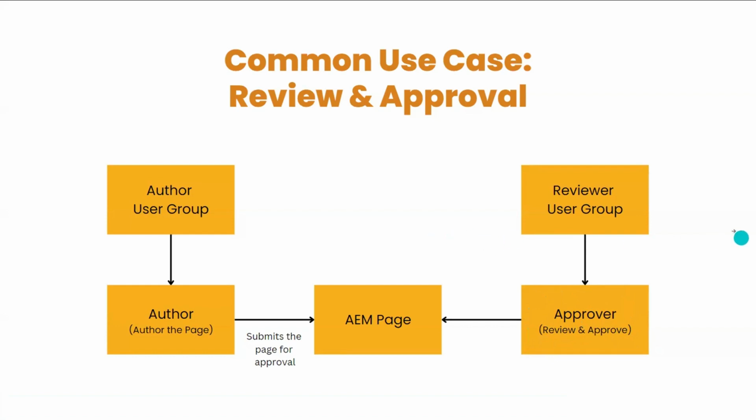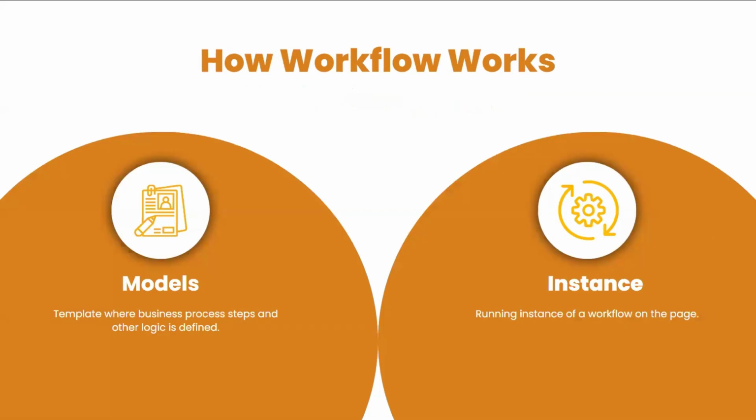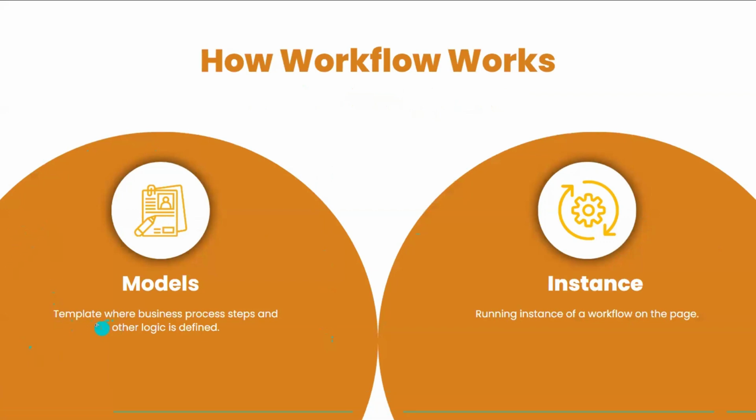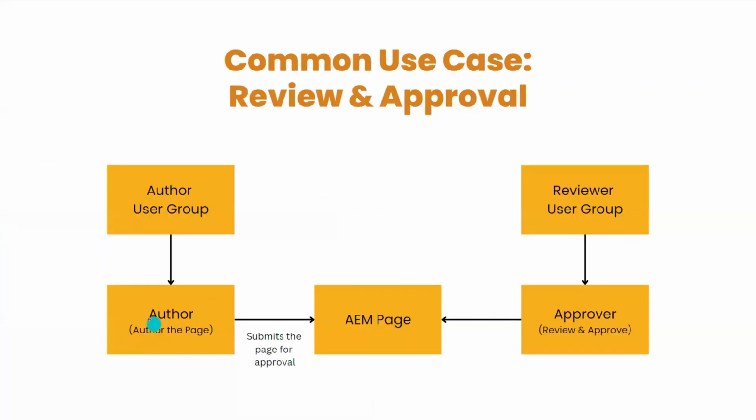Now if we want to understand workflows, basically a workflow will have two steps. First, we need to create a workflow model. A workflow model is like a template wherein we define all the business processes. For example, whatever steps I have defined here, like once the author has authored, the author should be able to submit the request to the approver, right?